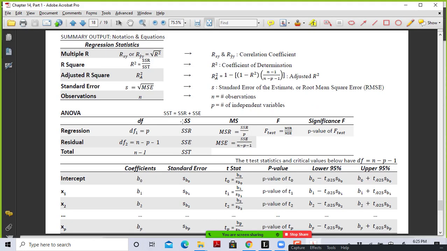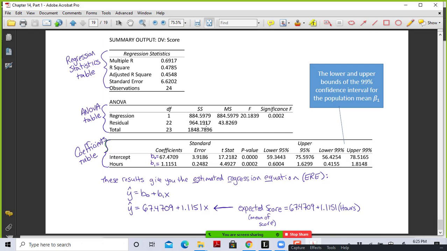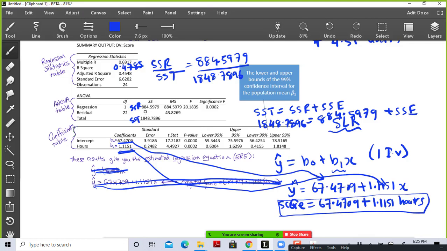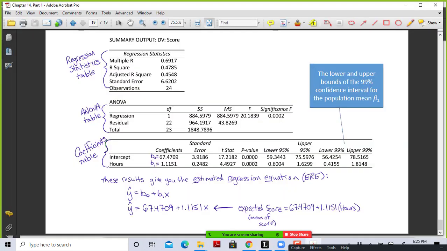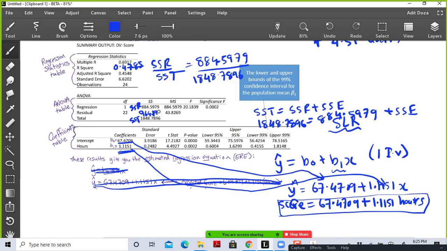So the SSE value is 964.1917. Got it? And how do you find the total degrees of freedom? Total you can find using n minus 1. So 24 minus 1, where 24 is the number of observations, so n minus 1 is 23. Or you can just sum these two and you find this value.